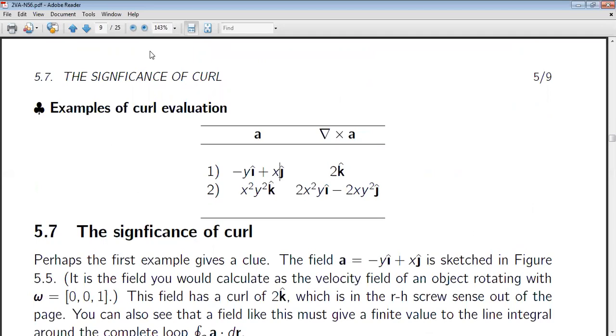Now just break it. i cap, so del/del y of 0 is 0 minus del/del z of x is 0, plus j cap, del/del x of 0 is 0, 0 minus 0, plus k cap, del/del x of x is 1 plus 1. So 2 k cap. Have you got the answer? 2 k cap? Yes, sir. Okay, 2 k cap you will find.